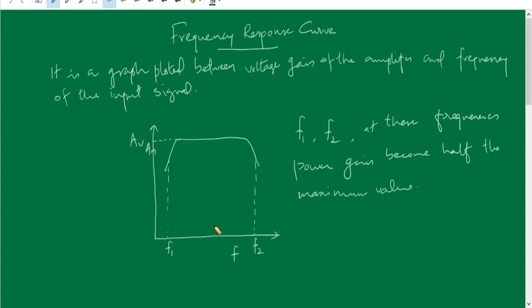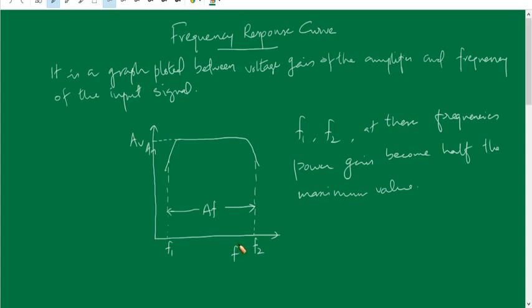Okay, so these frequencies are called cutoff frequencies. So the difference between these is called the bandwidth of the amplifier. So bandwidth of the amplifier is the difference between the upper cutoff frequency and lower cutoff frequency.